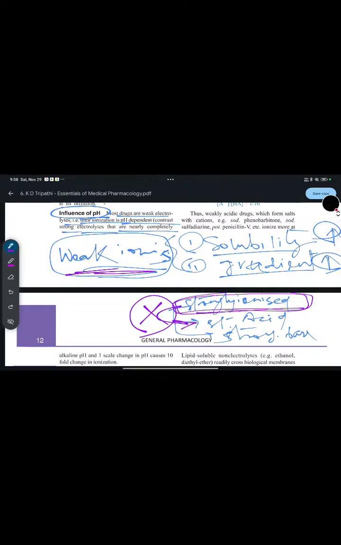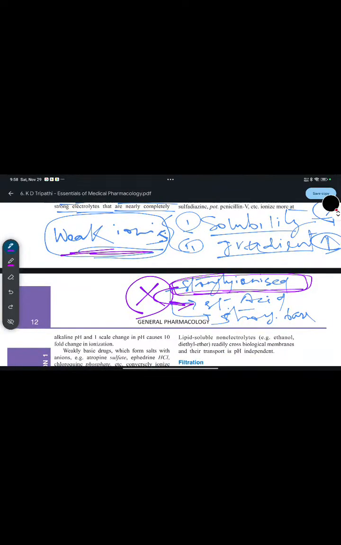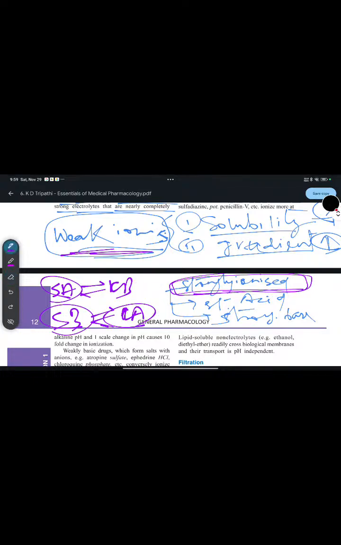A strongly acidic drug ionizes completely and becomes a conjugate base. If it is a strong acid, it will become a conjugate base, and if it is a strong base, it will become a conjugate acid. That's why they are always in equilibrium and keep transferring from one form to another. That's why you will never see a strongly acidic or strongly basic drug.